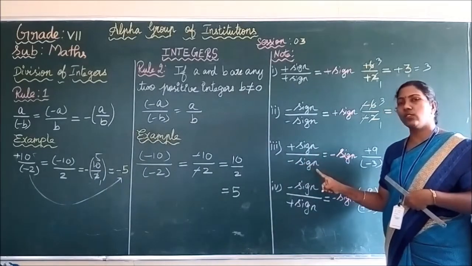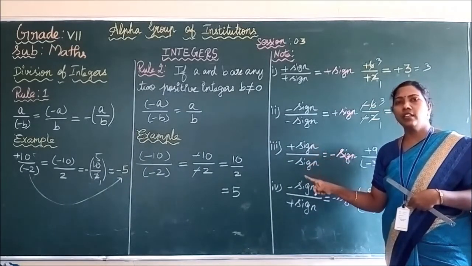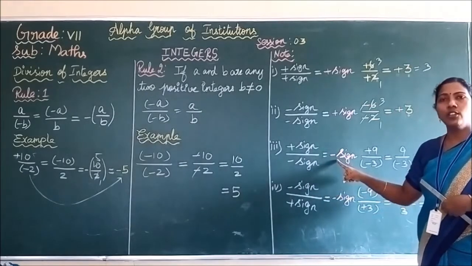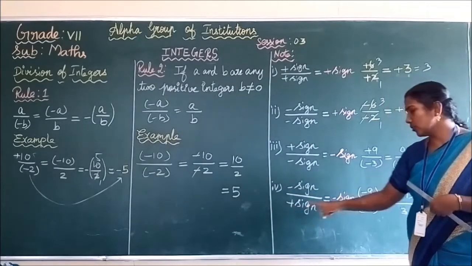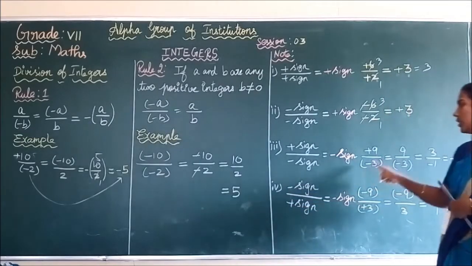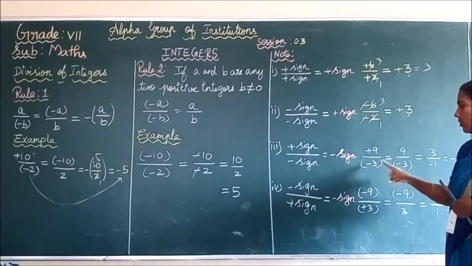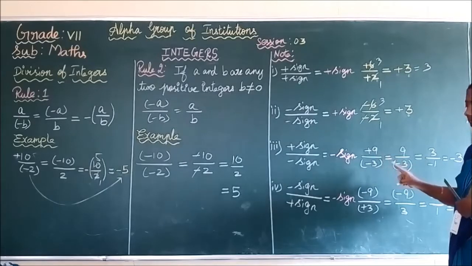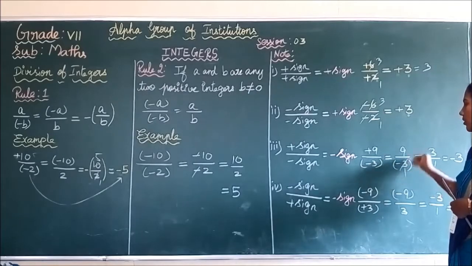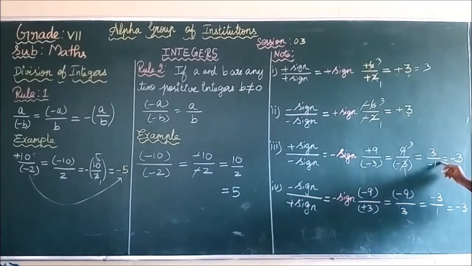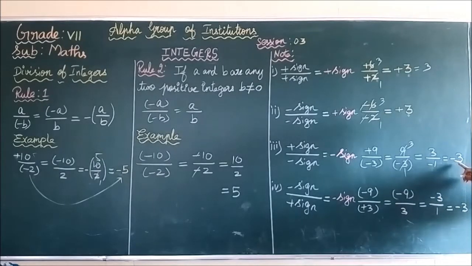Plus sign divided by minus sign: the numerator has the plus symbol and the denominator has the minus symbol, which means the answer should have the minus sign. Similarly, if the numerator has the minus sign and the denominator has the plus sign, the answer should have the minus sign. Okay, it's clear children. See the example, plus 9 divided by minus 3. You don't bring the minus to the numerator now, later you bring it. 9 by minus 3. Now divide 9 by 3. 1 three is 3, 3 threes are 9, which gives 3 by minus 1. Now we bring this minus to the numerator, that is minus 3 by 1. The denominator contains 1, so you need not write the denominator. Thus we get the answer minus 3.